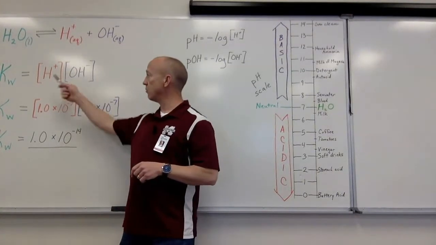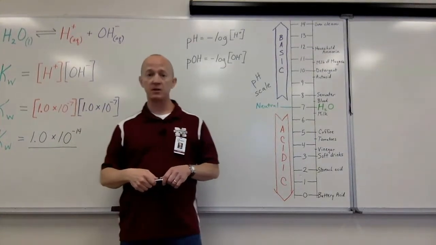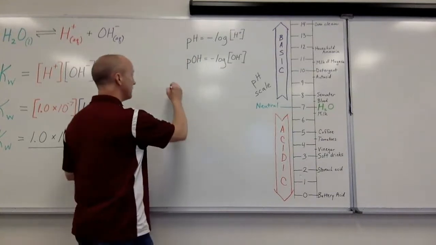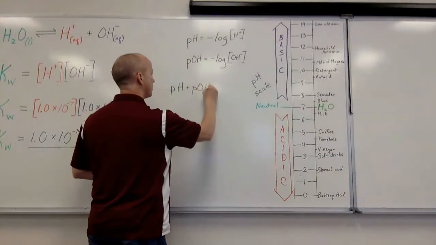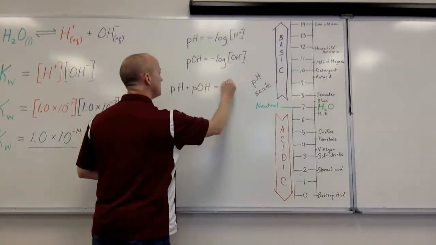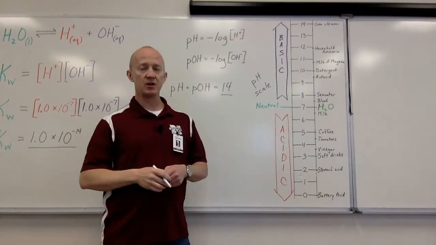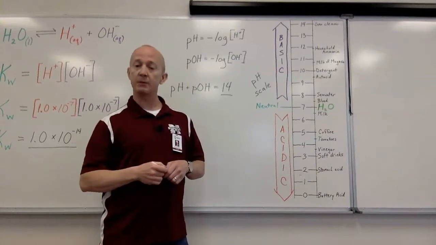Because of that, we know that when you multiply these two together, you always get 1 times 10 to the negative 14th. So the relationship, as it happens, between pH and pOH is this, that pH plus pOH always equals 14. So if you have the pH, you can always find the pOH. If you have the pOH, you can always find the pH.